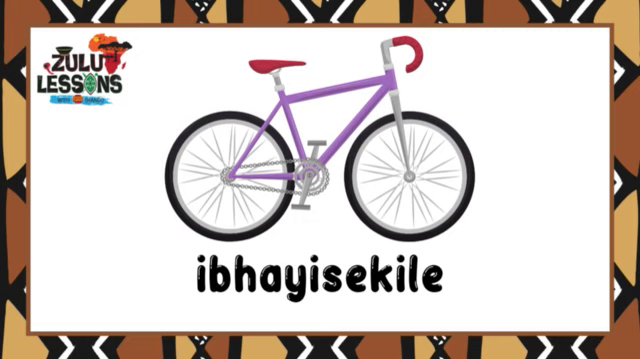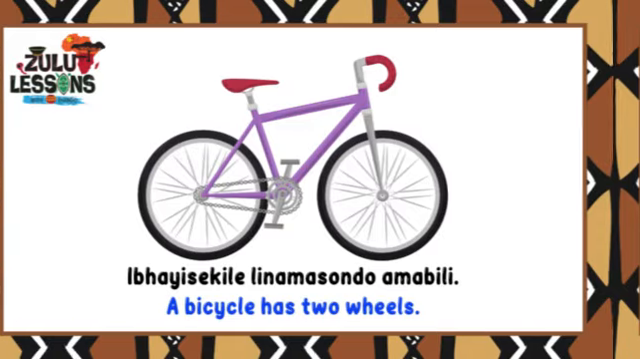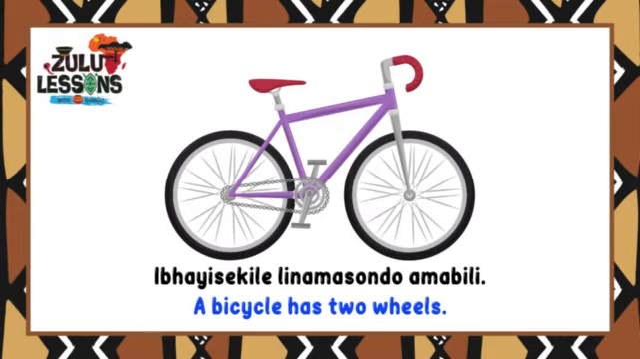A bicycle. Ibhayisekile. The plural is amabhayisekile. Bicycles. Let's make a sentence. Ibhayisekile linamasondo amabili. A bicycle has two wheels.